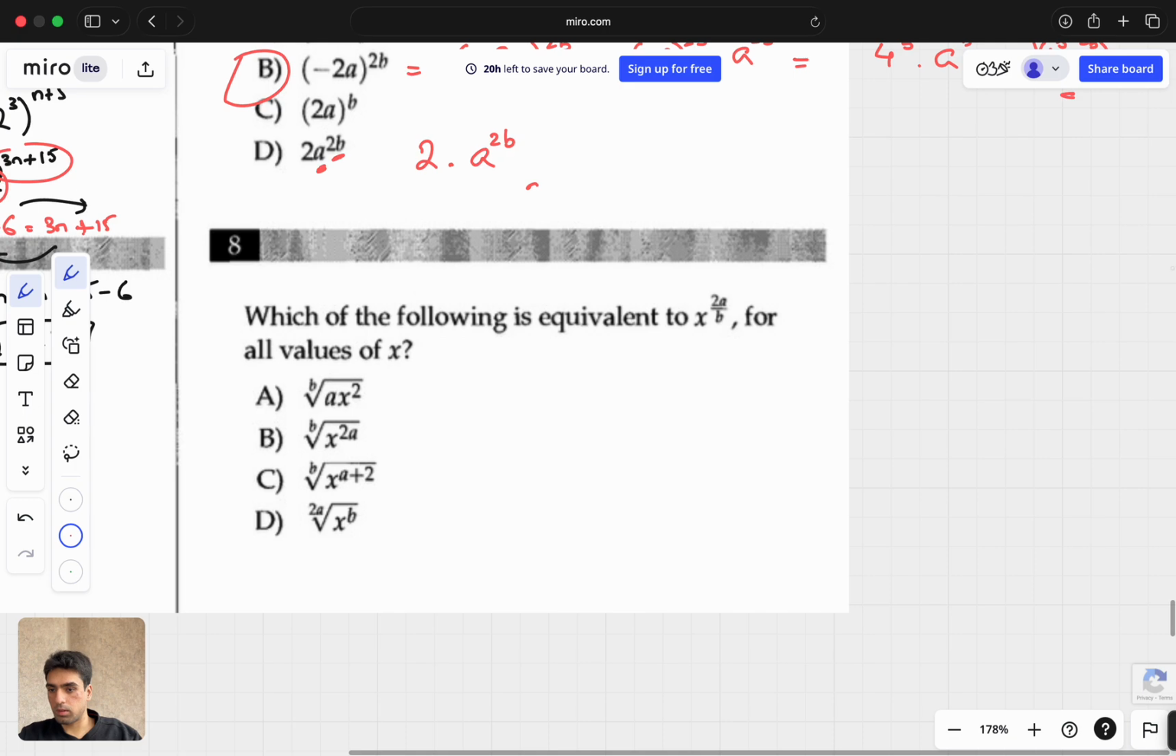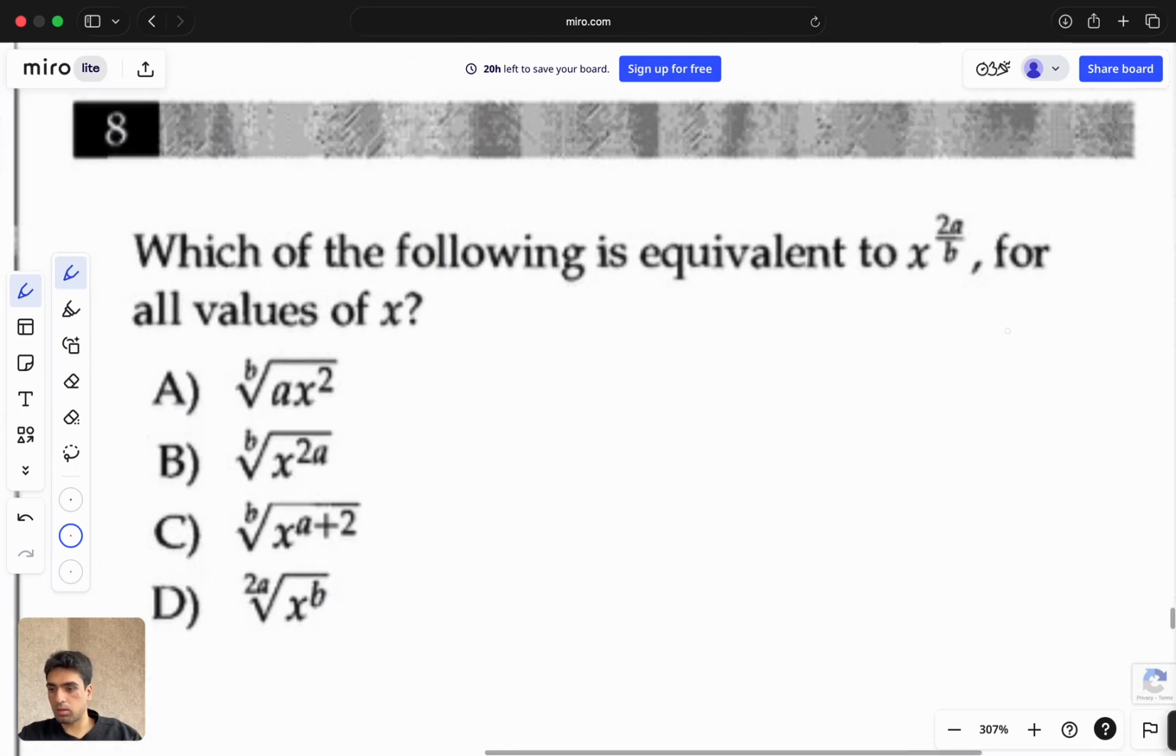Okay, next one. So this is inside, this is outside. So 2a is inside, b is outside. That'll be the correct answer.